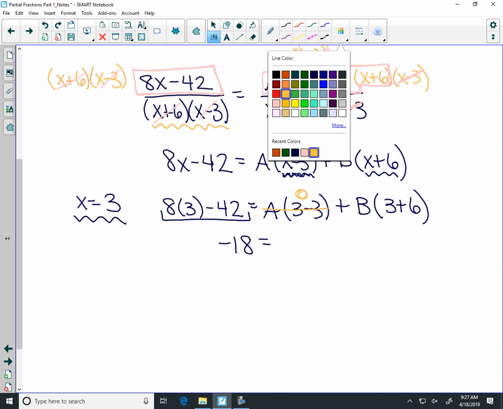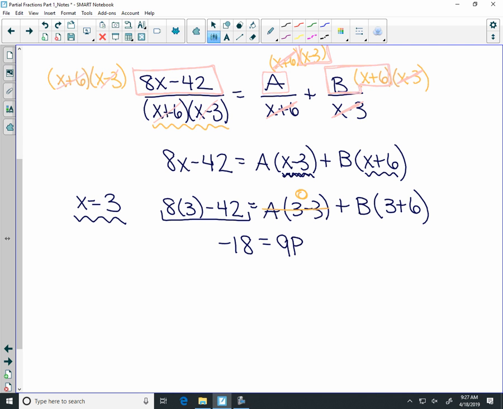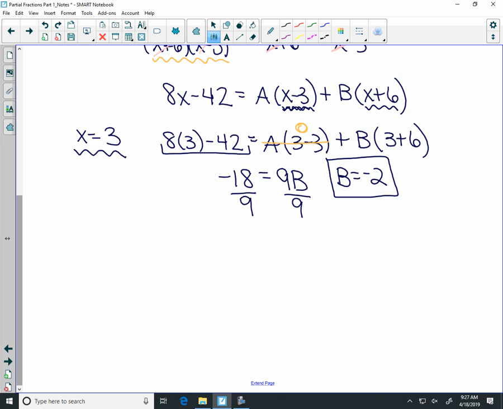All right, and then I have b times 3 plus 6 is 9. So then I have 9b. Oh, that's nice. So b is negative 2. And what we're doing is we're just filling in these blanks up here. So the number over x minus 3 is going to be negative 2. Now we need to find a. So you can plug in b, but what I'm actually going to do instead is just zero out b. How am I going to zero out b? What am I going to put in for x?